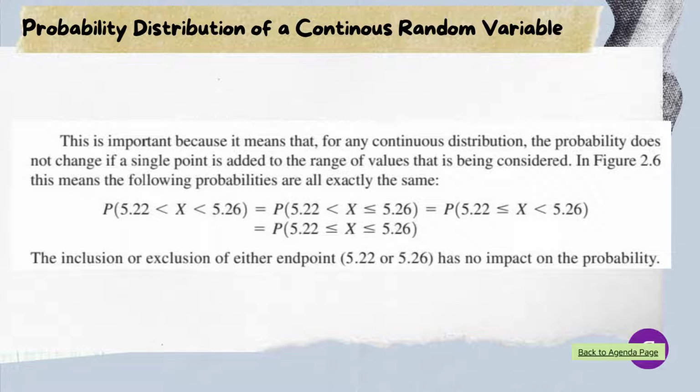In figure 2.6, this means the following probabilities are all exactly the same. Probability of 5.22 less than x less than 5.26 is equal lang siya kung i-include natin yung 5.26 like this, less than or equal to 5.26. Equal lang din siya kung include natin yung 5.22 or probability of 5.22 less than or equal to x less than 5.26. Equal lang siya because our probability is 0.